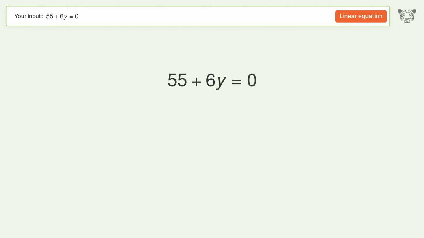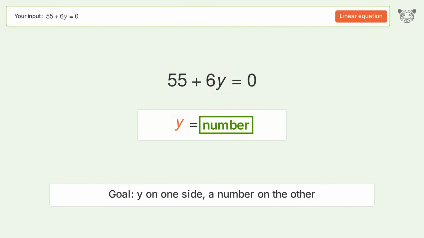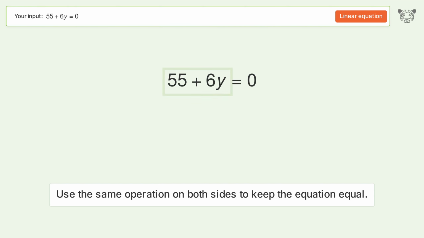Here is the linear equation we are asked to solve. 55 plus 6 times y equals 0. Solving means leaving the variable alone on one side, with a number on the other. Let's do this step by step. Use the same operation on both sides to keep the equation equal.